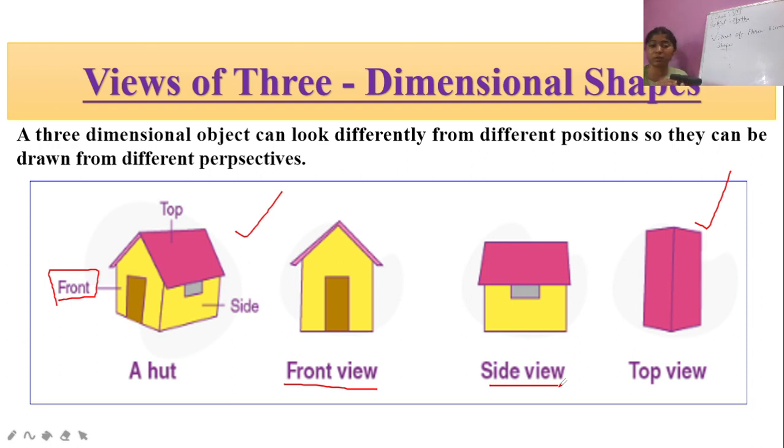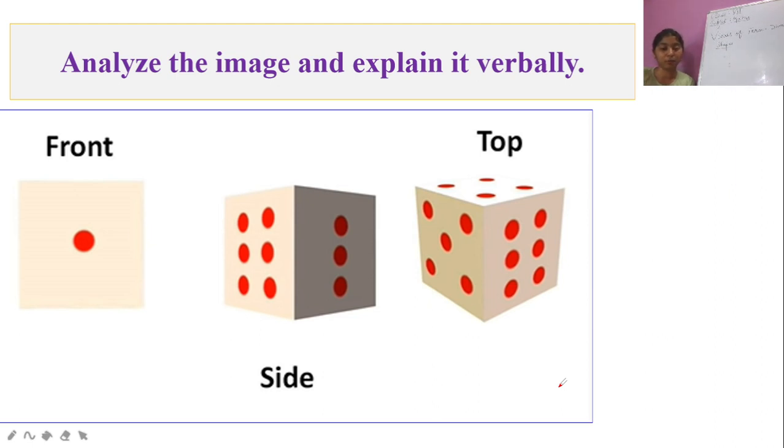So a person who is standing in front of this can look at the front view. If a person is standing at the side, then he or she will look at the sides. So that way you can see different views of an object. Students, you have to analyze this image I pasted and write down what you observed in the comment box. Please pause the video and then do it.